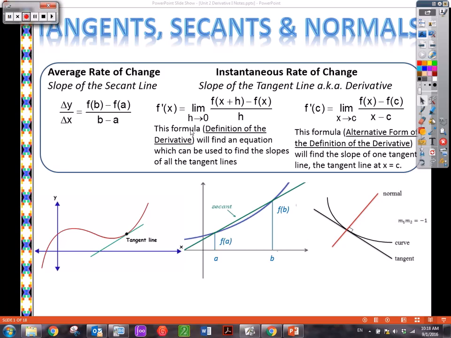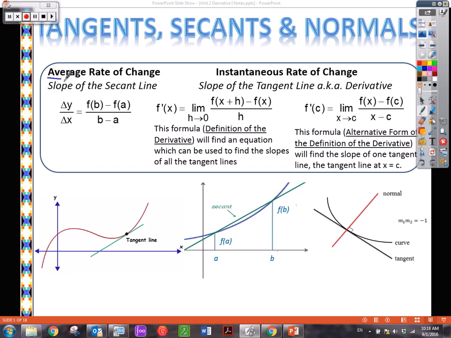Let's start with our average rate of change. Many of you worked on this last year already and are familiar with it. It is the slope of the secant line, and this formula should look familiar to you. It's really just a slope, right? That's the formula for slope. It's the change in y over the change in x. So f of b minus f of a over b minus a. So let's take a look at an example of that.